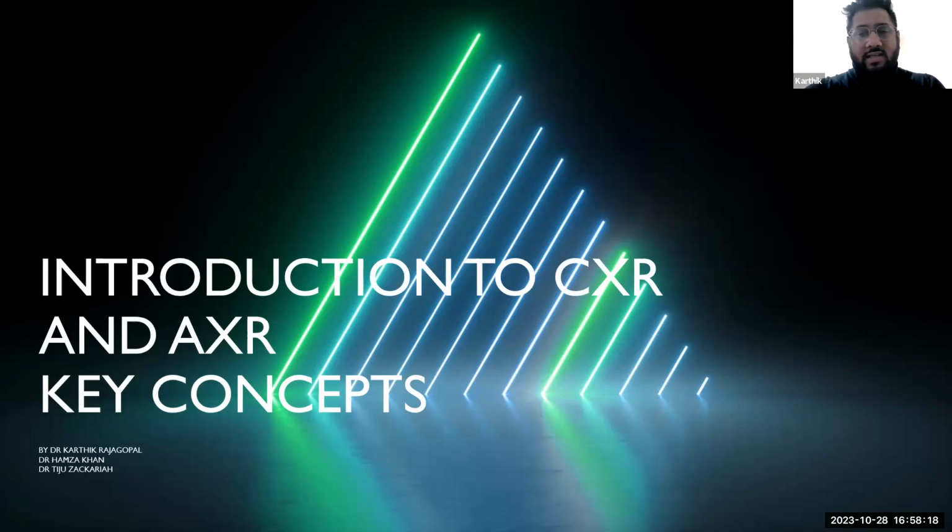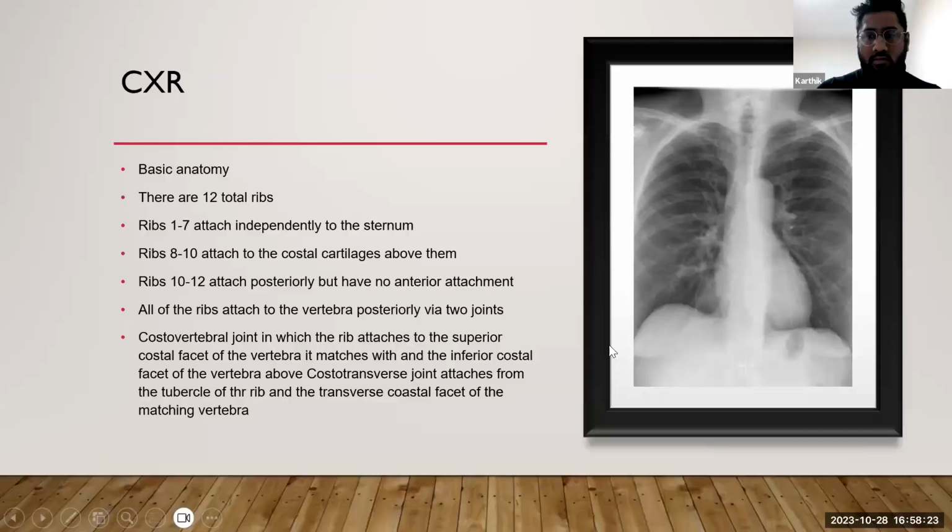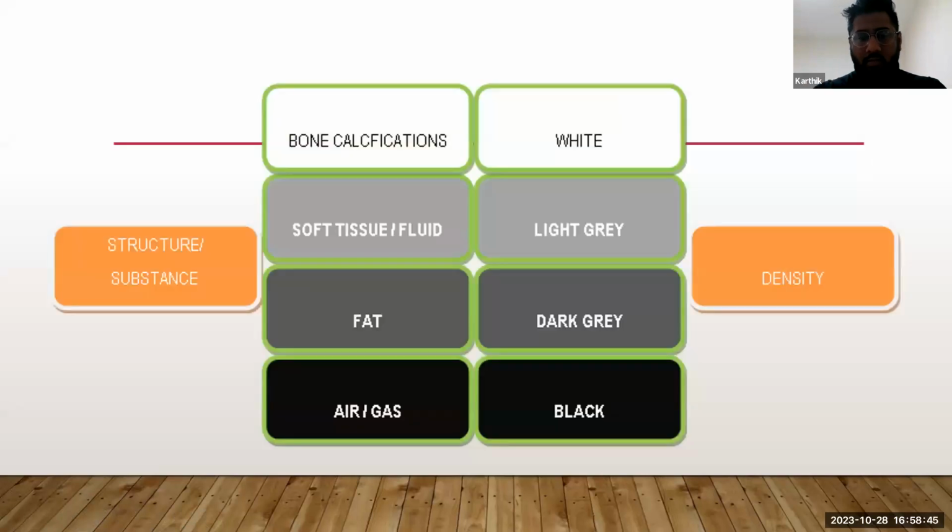So let's go over the basic anatomy of chest X-rays. There are 12 total ribs on the chest X-ray, and to get a proper chest X-ray, we need to see at least the first 10 ribs, just to make sure that we get a proper view of everything that's going on. And normally, if we don't get that, we typically ask for the X-ray to be repeated. Okay. So things to look out for in the chest X-ray.